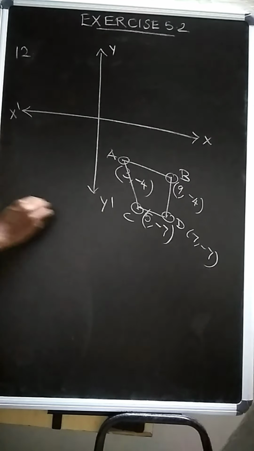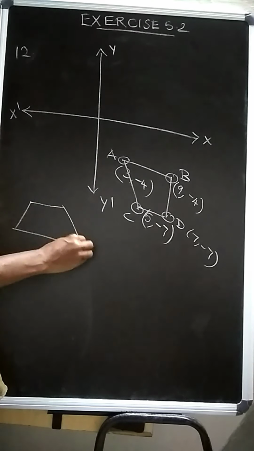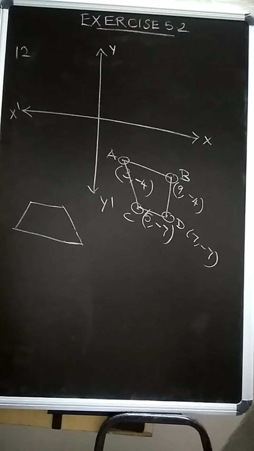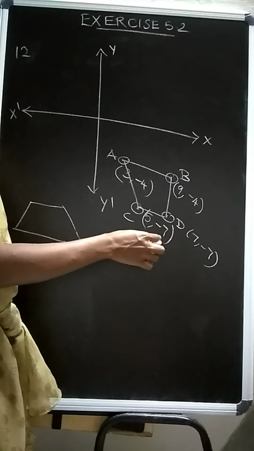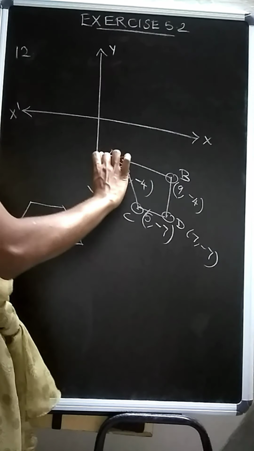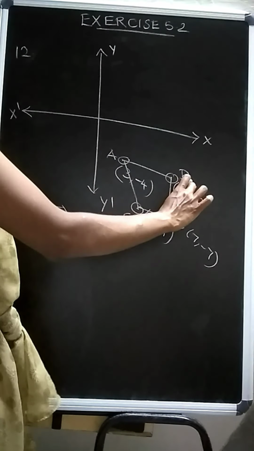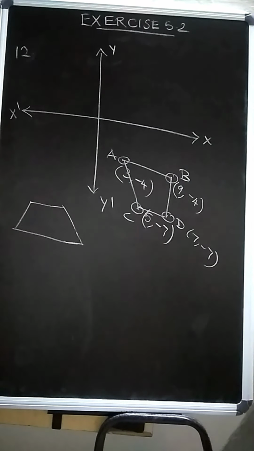What are the properties of a trapezium? One pair of opposite sides is parallel and the other pair of opposite sides is not parallel. So we are going to find the slope of AB and the slope of CD, and determine that those two slopes are equal. Then we will find the slope of AC and the slope of BD, and we will find that the slope of AC is not equal to the slope of BD.